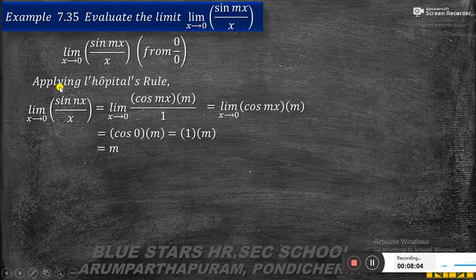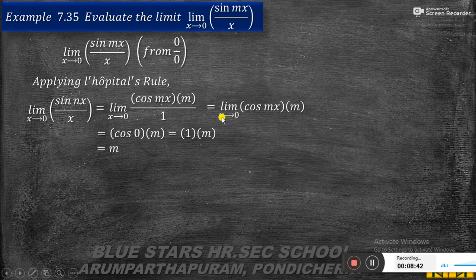So in the next step I write, applying L'Hopital rule, limit x tends to 0 of sin mx by x. Here it is m, not n: sin mx by x. Now I differentiate the numerator and denominator separately. First I differentiate the numerator. Differentiation of sin mx is cos mx. Next I differentiate mx: differentiation of mx is m into differentiation of x, which is 1. So cos mx into m by 1. Therefore limit x tends to 0 of cos mx into m.